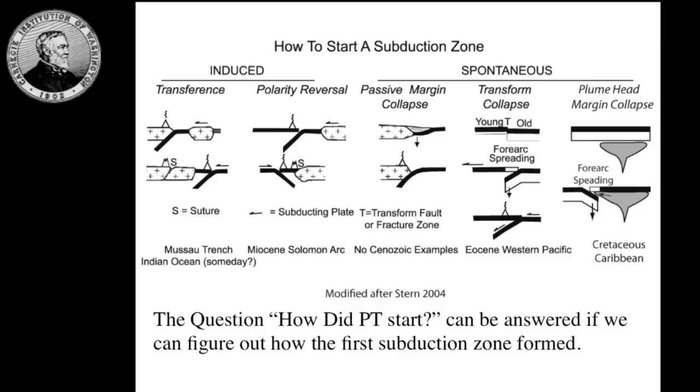Transform collapse seems to me to be the dominant mode that we form new subduction zones today. The Izu-Bonin-Mariana was a system in the Eocene. This was a transform margin. You had young oceanic lithosphere next to old oceanic lithosphere. This one began to flex. You began to get downward sinking, not subduction yet, and then forearc spreading, which is where most ophiolites form, and then true subduction like we see today in the Western Pacific.